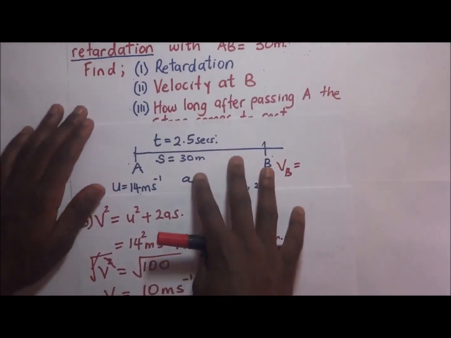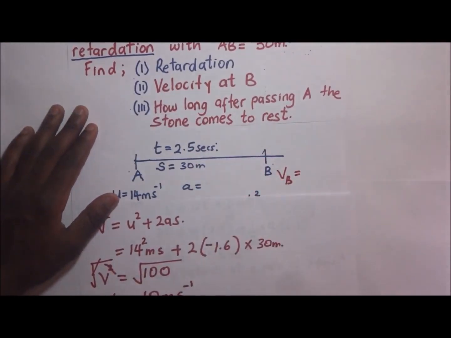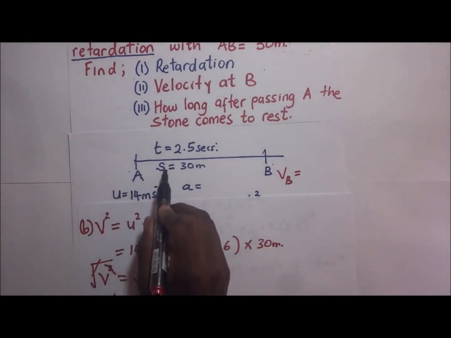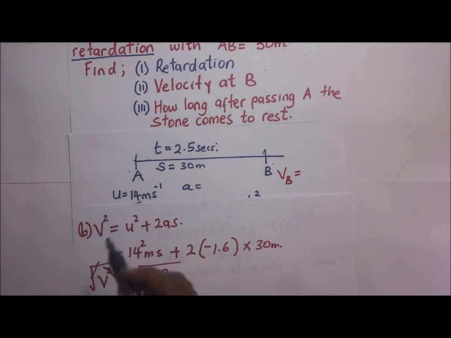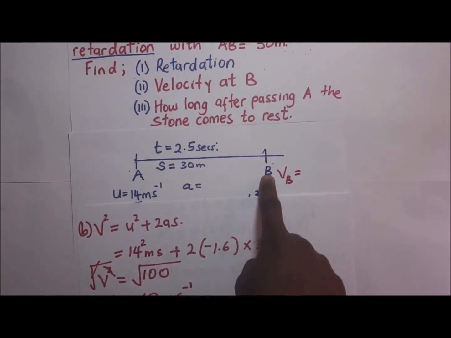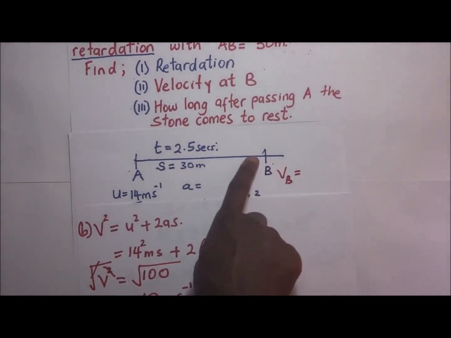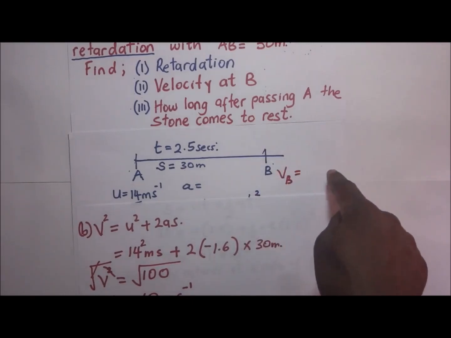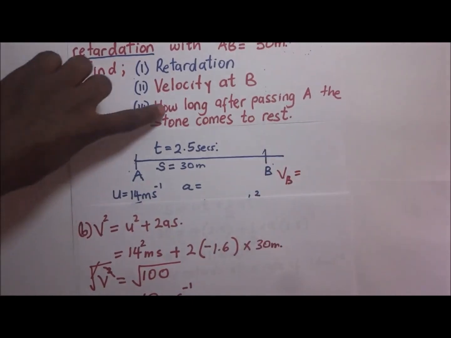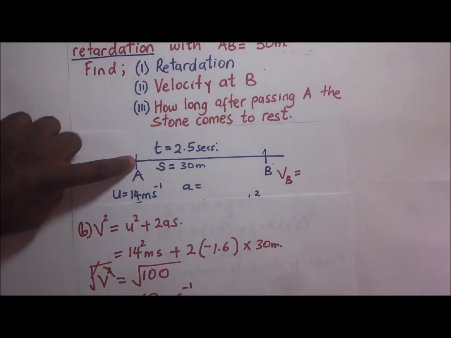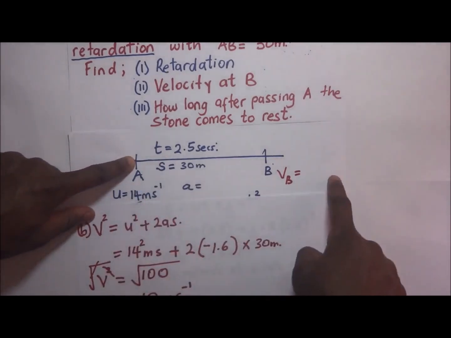The third question is asking us, how long after passing A does the stone come to rest? So remember, this stone, when it started from here, it moved on from A at an initial velocity of 14 meters per second. As it kept moving, it reached point B, and the velocity we got at B was 10 meters per second. Now for it to come to rest, it means that it is supposed to continue until its velocity is 0. So when they ask us how long after passing A does the stone come to rest, they are actually asking us to find the time it's going to take for it to move from point A at that velocity up to a certain point when the velocity is 0.